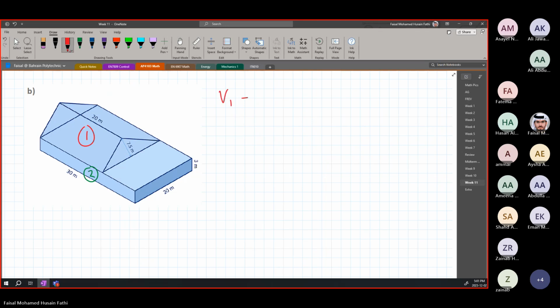V1 is equal to area. Area of what? Of a triangle in this case, because it's a triangular prism, times the extended length. Let's call this L. Times L. What is the area of a triangle? Area of a triangle is base times height divided by 2.